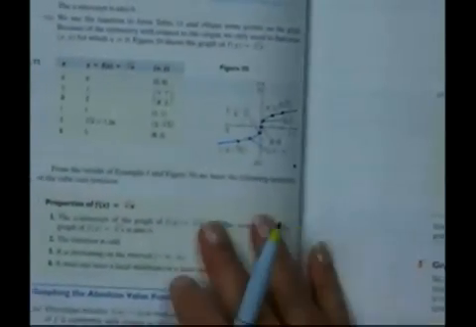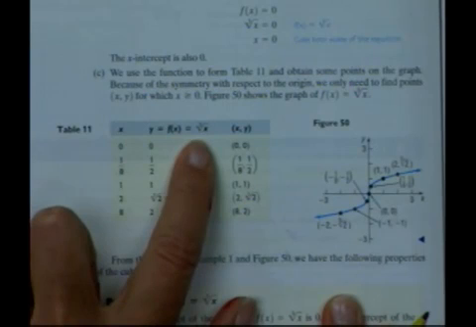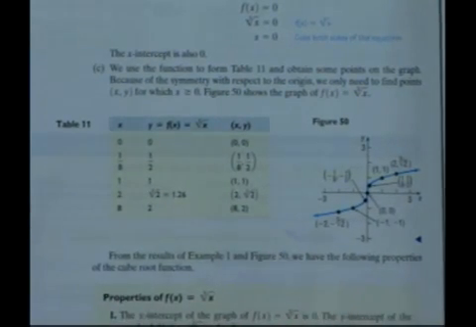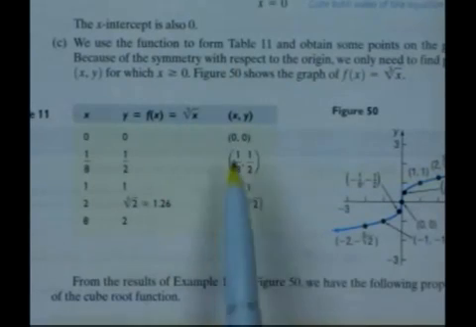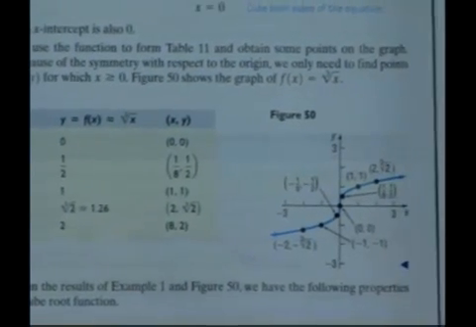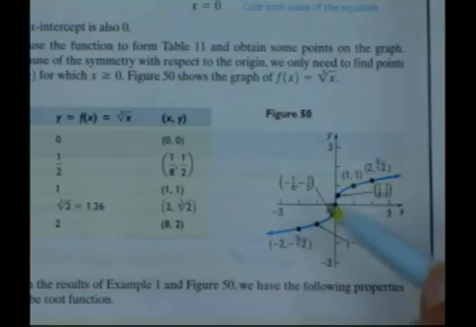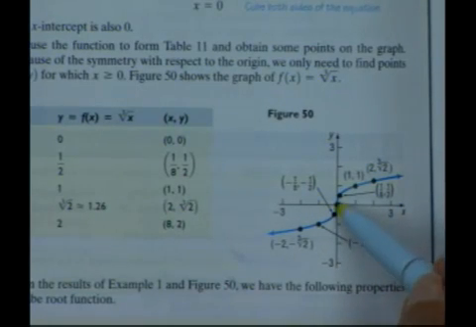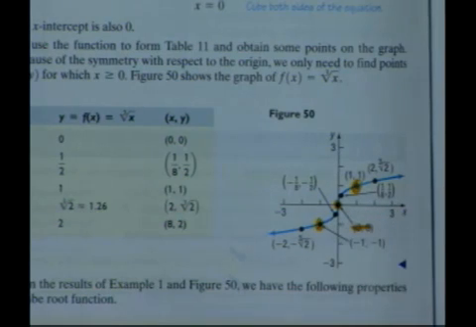Okay, the next one is the cube root of x. This is the next page. Y is equal to the cube root of x. And they show you in this table how they just put in some points and came up with some key points for sketching this. But your key points, when you get ready to sketch cube root of x, will be the easy ones. The 0, 0, which is right here, 1, 1, and negative 1, negative 1.